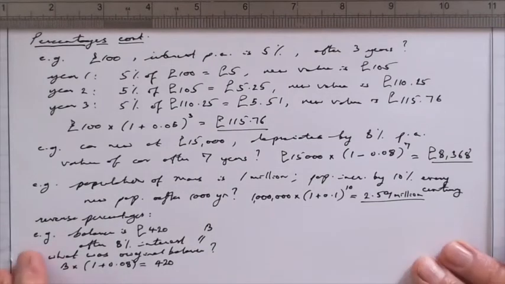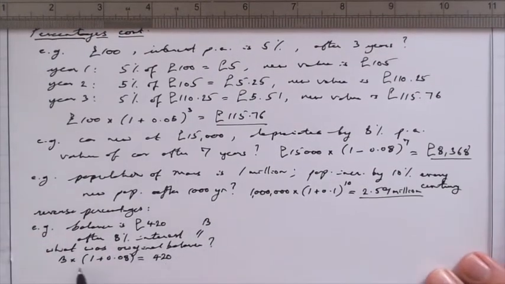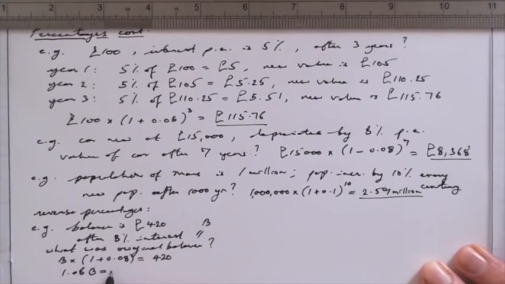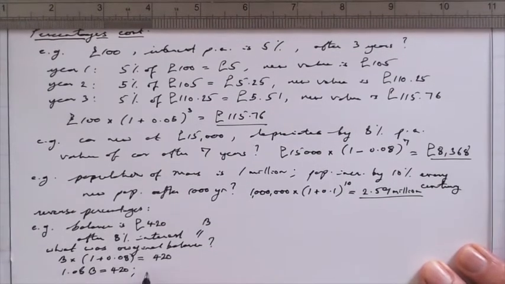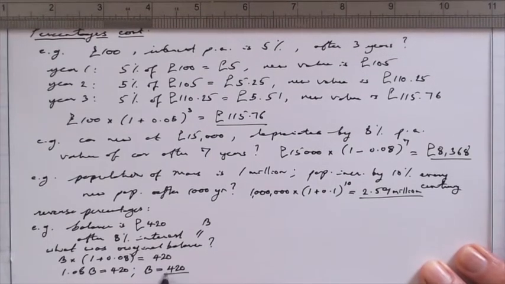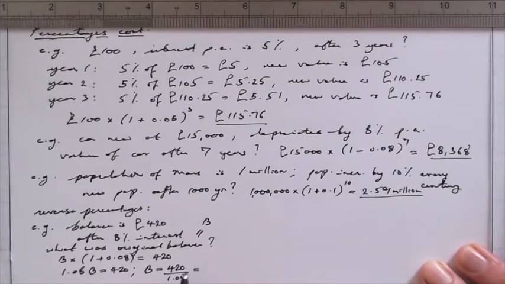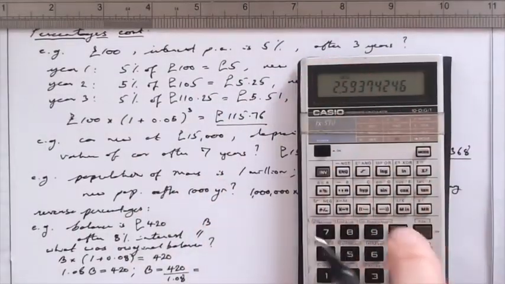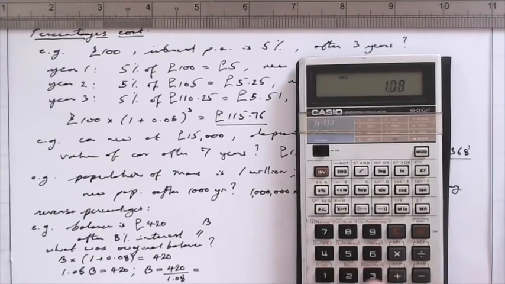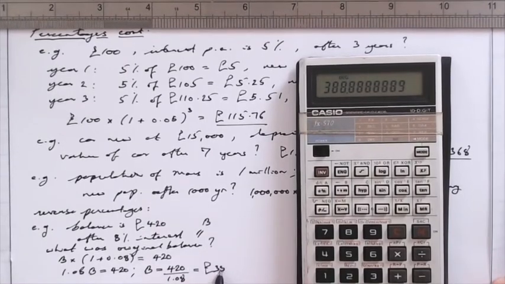And so you can see, therefore, that I just need to solve an algebra problem here. I need to solve the equation 1.08 lots of B is 420. In other words, the thing I don't know, the original balance, is 420 divided by 1.08. And again, steam-powered calculator to the rescue. 420 divided by 1.08 is 388 pounds and 89p.